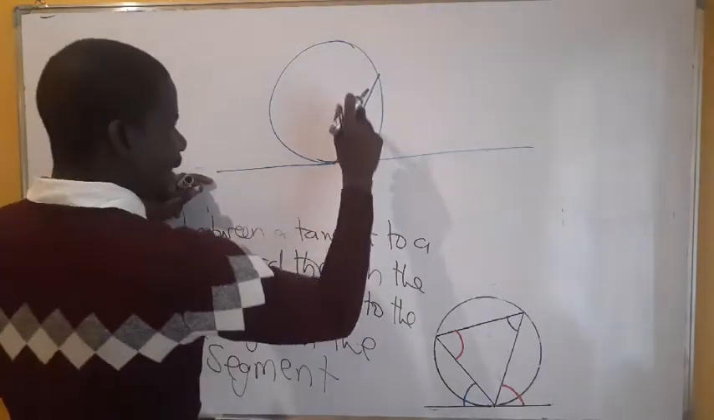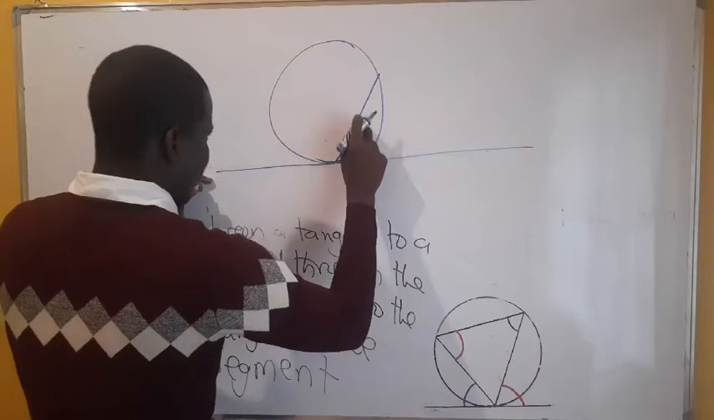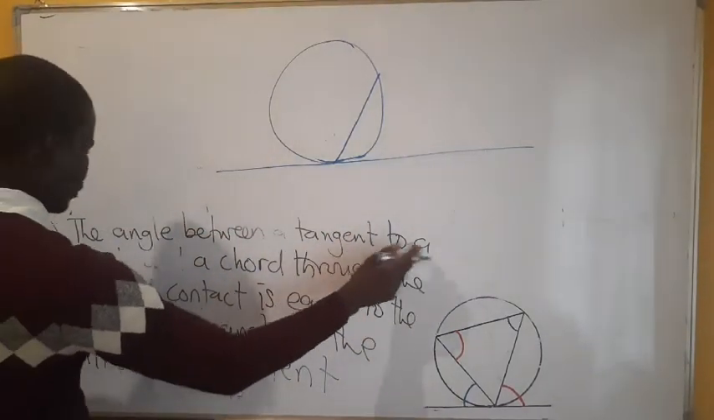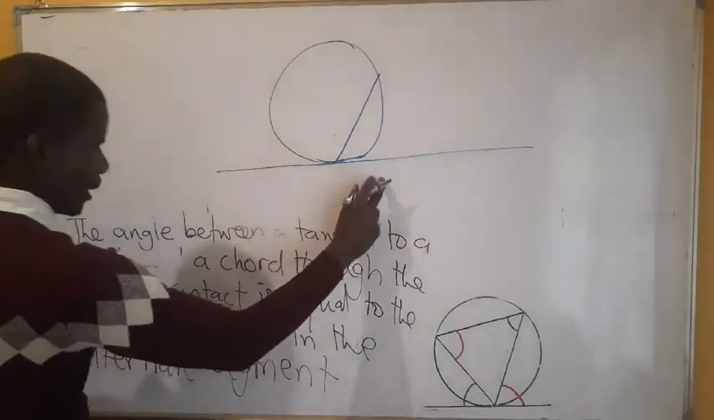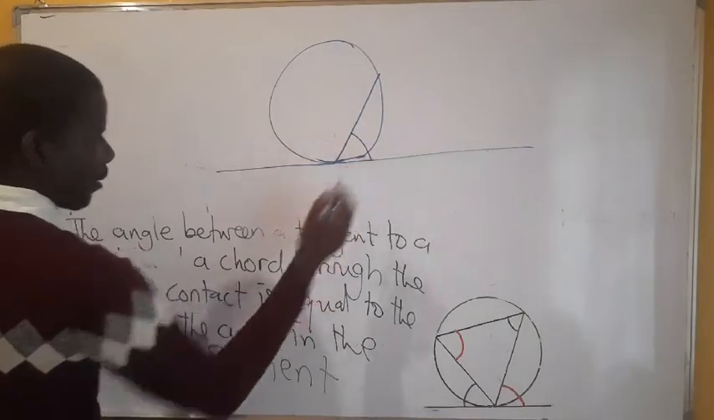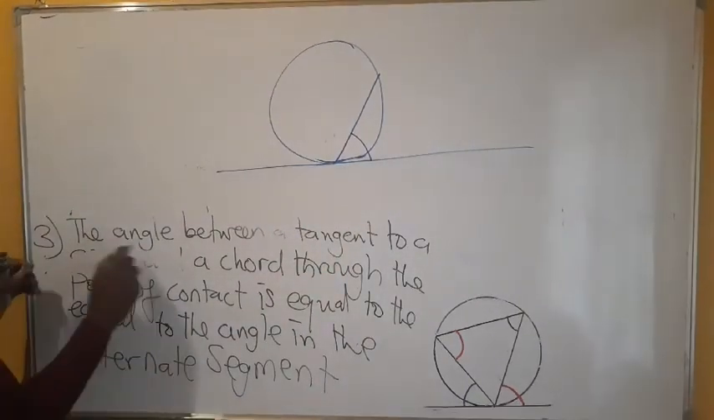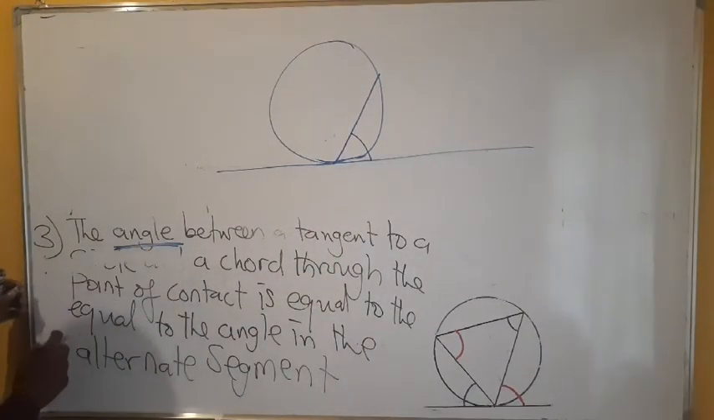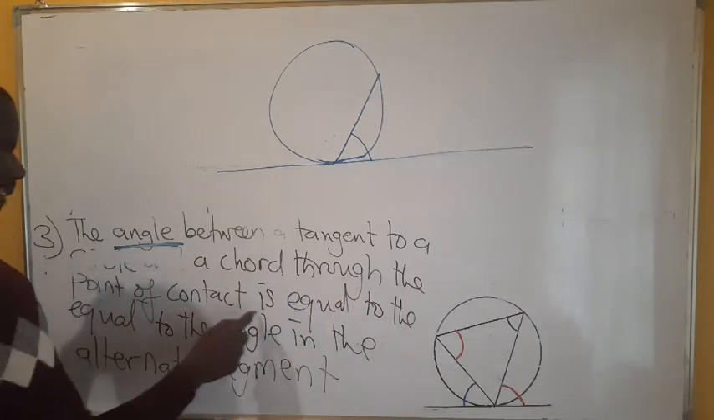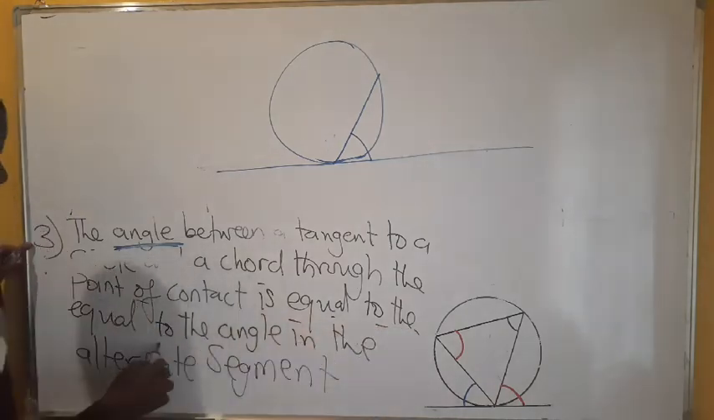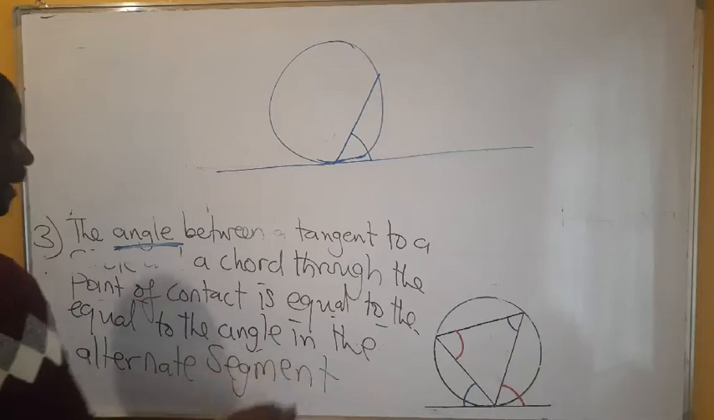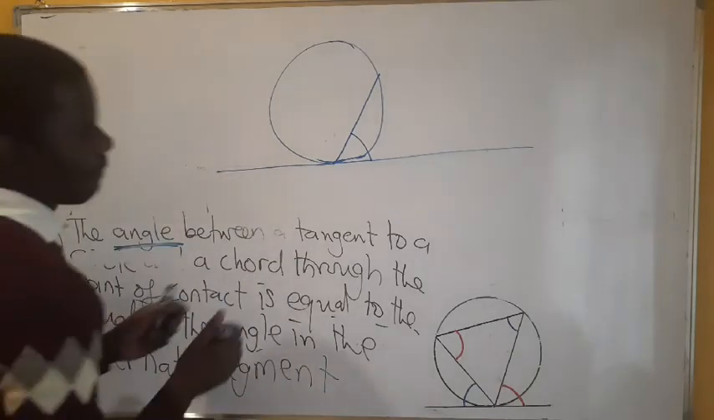This is the tangent and this is the chord. So they're saying the angle between a tangent to the circle, which is this one, and a chord, this angle here, this is the angle that we are talking about, through the point of contact is equal to the angle in the alternate segment. Very good.